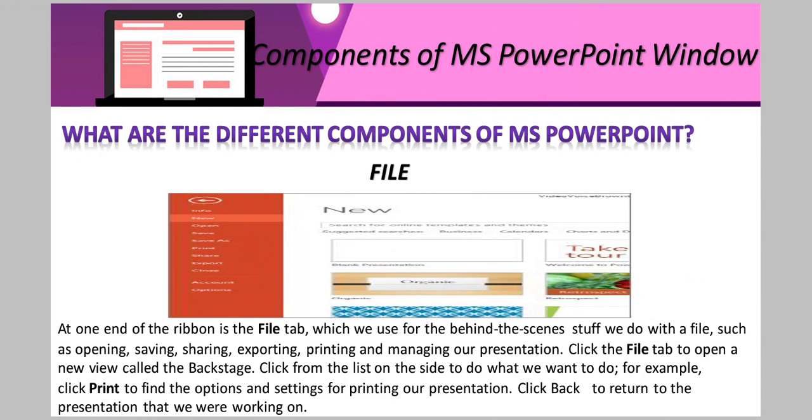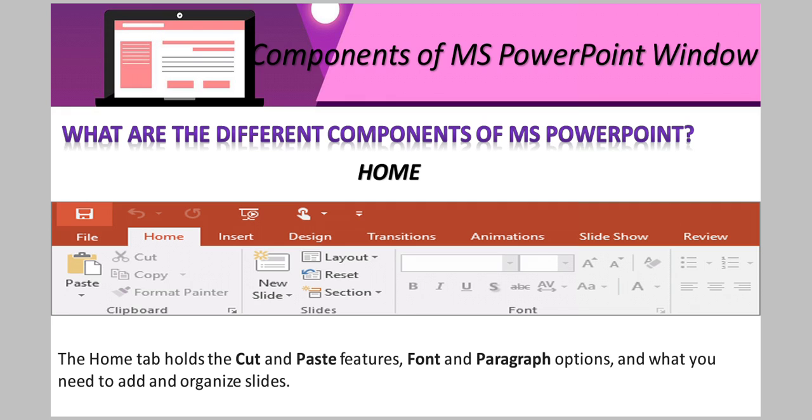What are the different components? File. At one end of the ribbon is the File tab, which we use for behind the screen stuff we do with a file such as opening, saving, sharing, exporting, printing and managing our presentation. Home tab. Home tab holds the cut and paste features, font and paragraph option, and what we need to add and organize a slide.